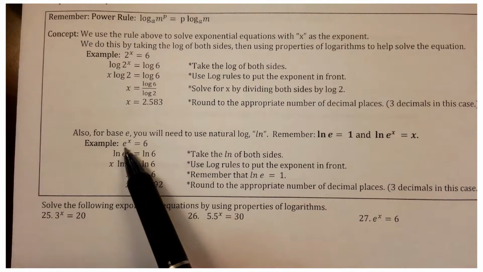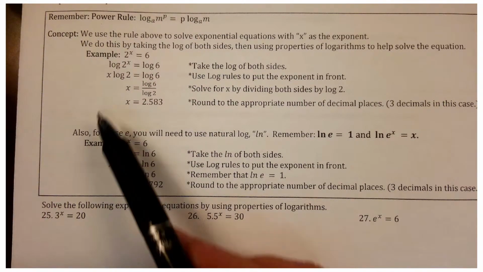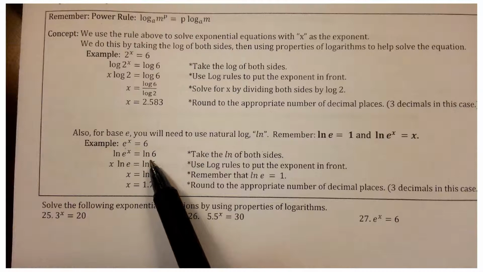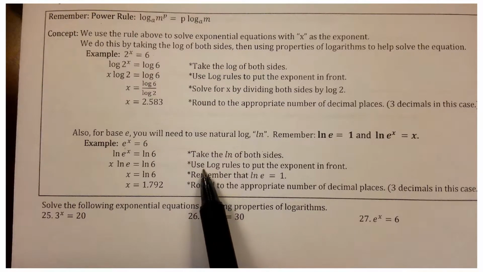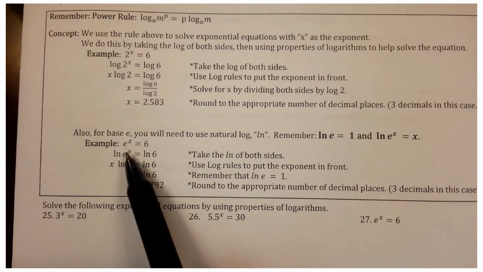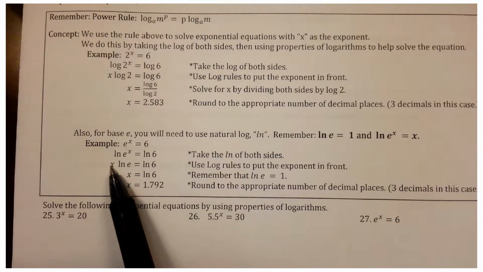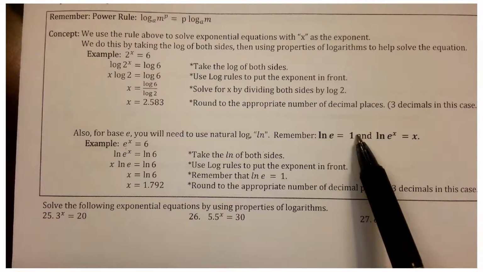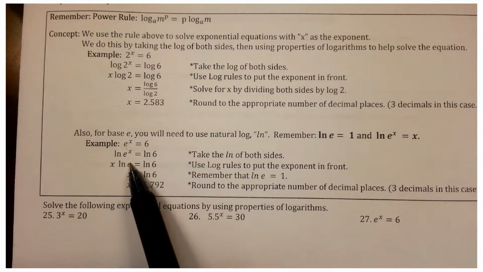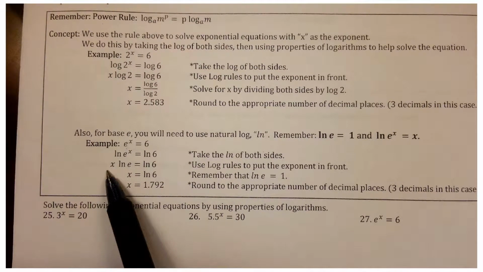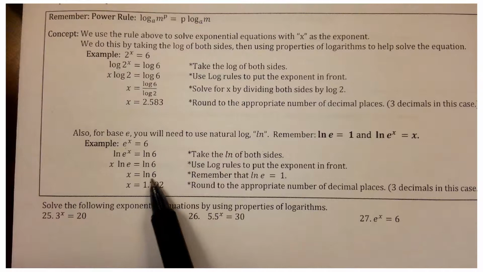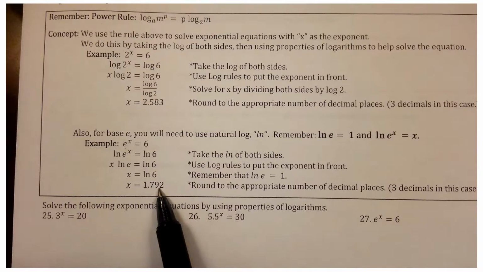So the first thing we're going to do is, instead of taking the log like we did up here, because the base is e, we want to take the natural log of both sides. We're then going to use the logarithmic properties, which still apply to natural logs, and take the exponent to the front. Then we're going to use this idea that the natural log of e equals 1 and understand that this expression is really just 1 times x, which just gives us x. So the only thing we need to put in the calculator now is the natural log of 6, and we would round that again to the appropriate number of decimals based on your problem.